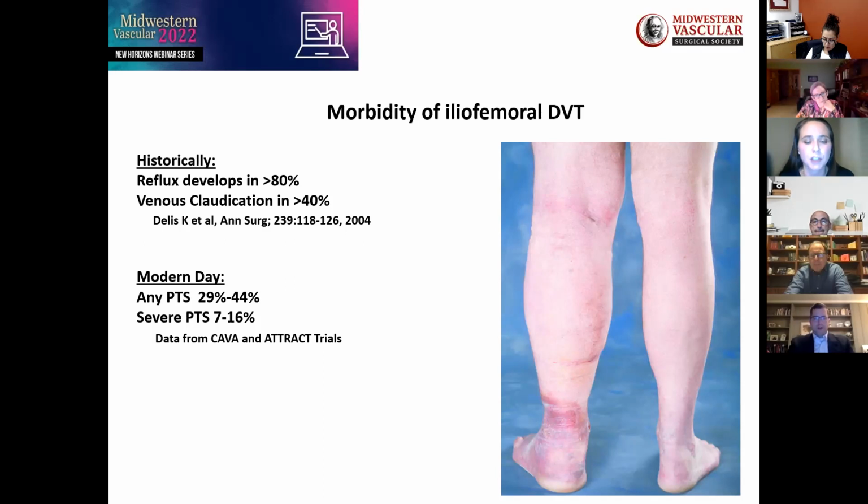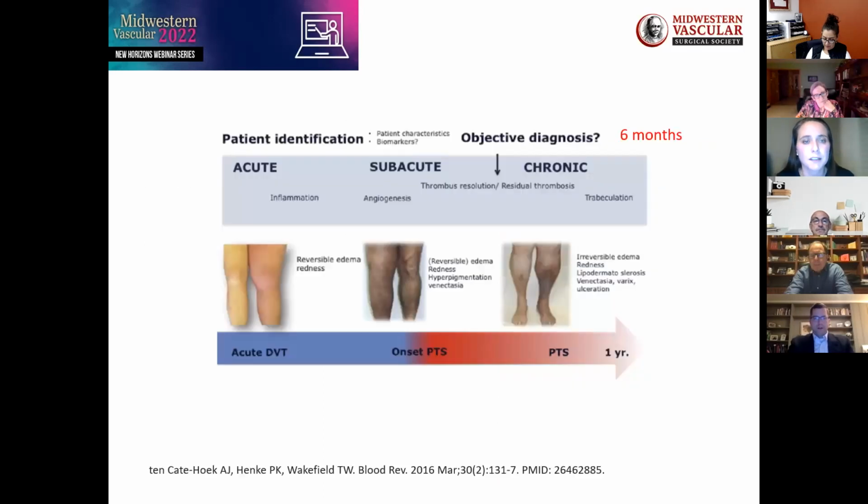So we really haven't made a huge amount of progress in helping these patients, which is why we need more advanced therapies. The problem with these patients really is that what we're trying to do is to prevent a disease that you really can't diagnose for about 6 months. By definition, you can't make a definitive diagnosis of post-thrombotic syndrome until that patient is about 6 months from their acute insult. So how do we determine from data that we have in the acute setting who gets an intervention?